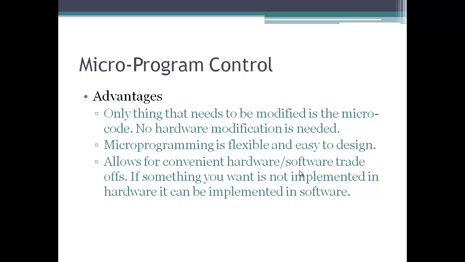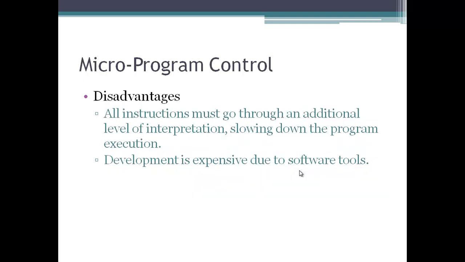Now there are various advantages of microprogram control. The only thing that needs to be modified is the microcode. No hardware modification is needed in the microprogram control unit. Microprogramming is flexible and easy to design. It allows for convenient hardware and software trade-offs, and if something you want is not implemented in the hardware, it can be implemented in the software easily. But there are various disadvantages of microprogram control units also.